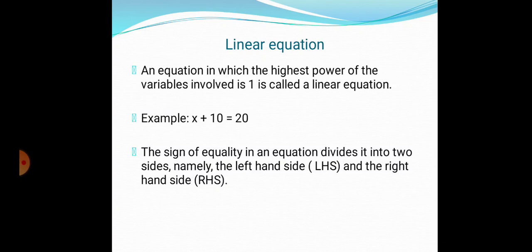So let us consider an example, x plus 10 equal to 20. As you see here also we have one unknown variable and the highest power of it is 1. And we can observe that the equality sign divides the equation into two parts. So one is the left hand side and the other is the right hand side. The left hand side we represent as LHS and the right hand side as RHS.